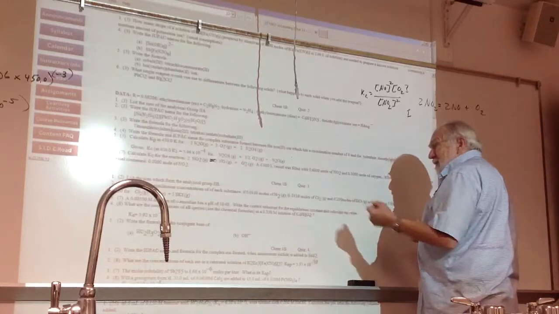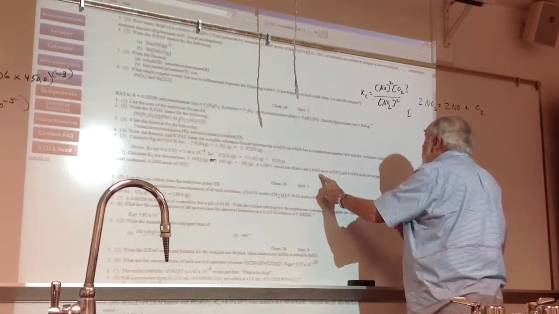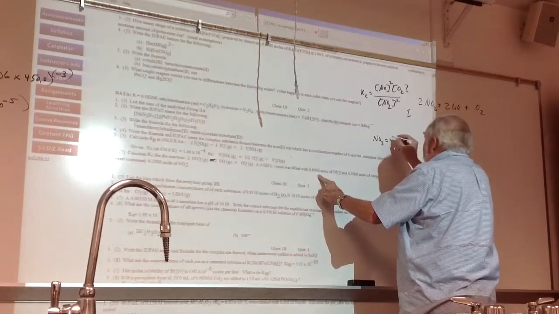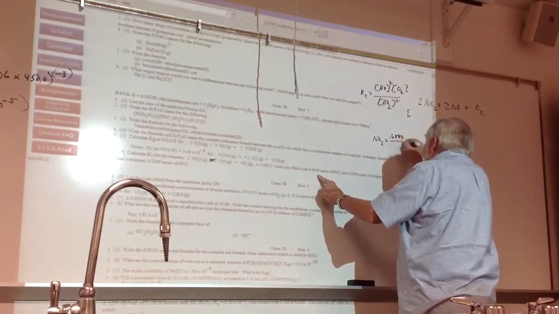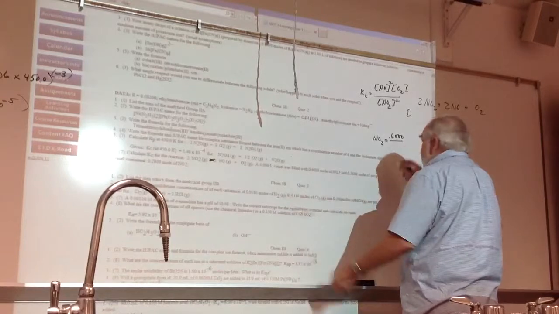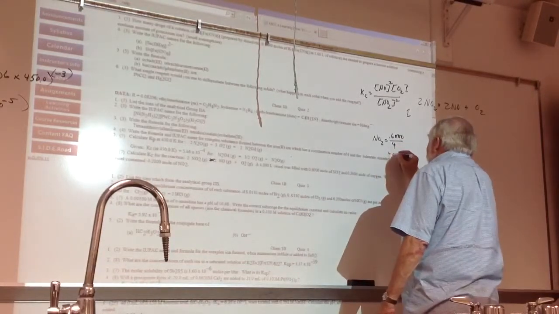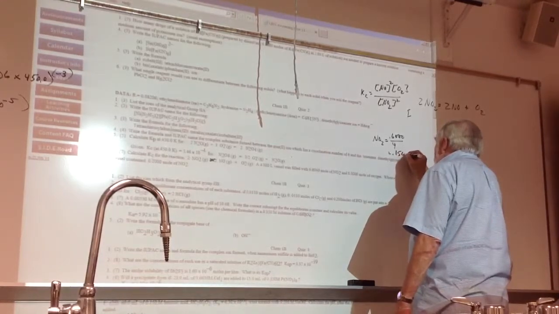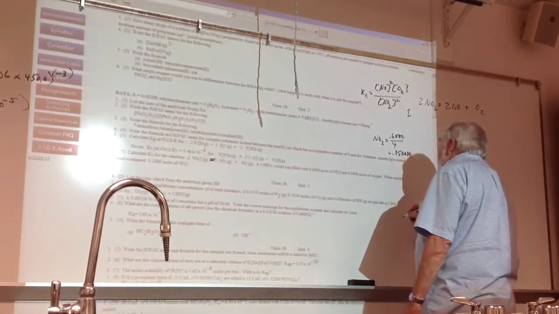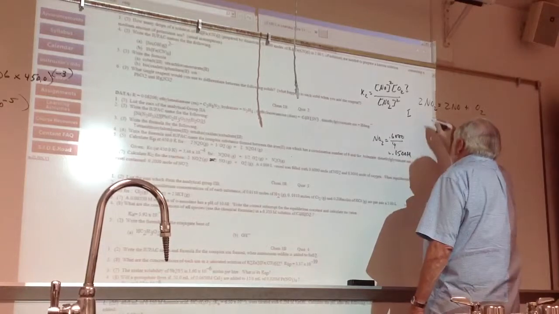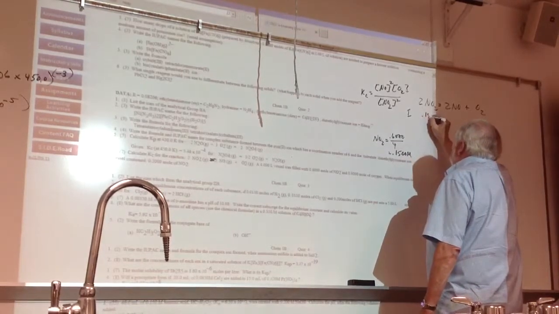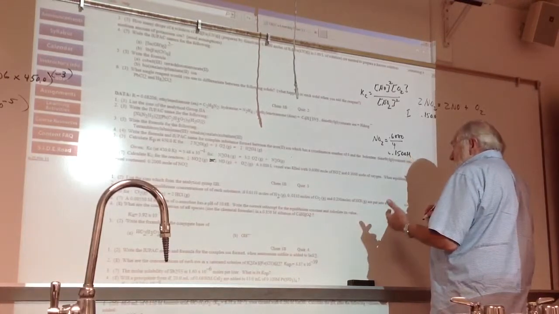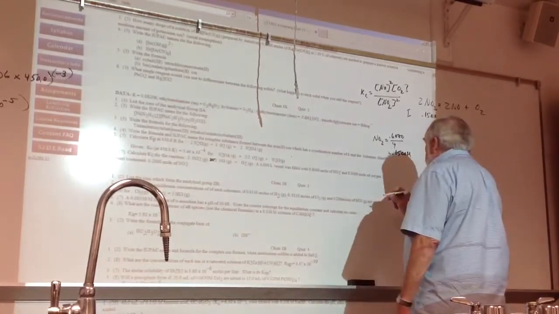And I gave you really easy numbers. The NO2, for instance, 0.6 moles over 4 liters equals what? 0.15 molar. So here's my I, 0.15 molar. And then here's 0.3 moles of oxygen.